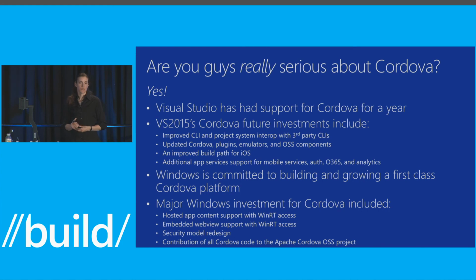And things that Windows have done over the last year or so within Windows 10 to make the Cordova platform even better. The hosted app content model that we talked about, where you can kind of dynamically update your content, is something that we worked really hard in partnership with OSG on. And then the embedded web view support, so that in multiple web views you can actually access WinRT, was a big thing for OSG. And they really did it so that we could do the Cordova app model well.